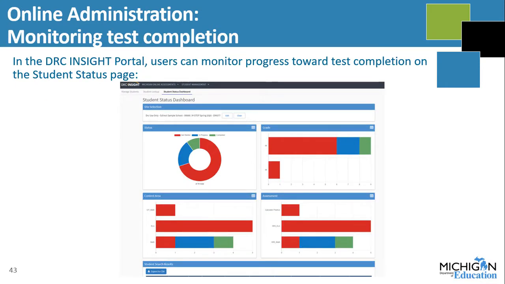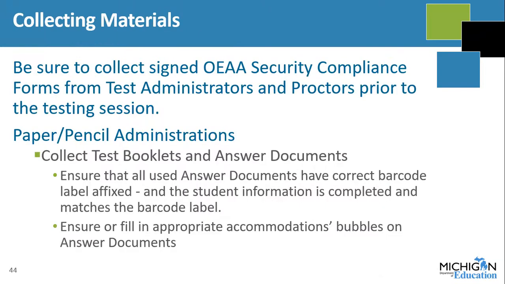Users can monitor test completion in the DRC INSIGHT Portal on the Student Status screen by grade and by content. Users can monitor progress toward completion throughout the test administration using this screen. As a reminder, the screen shows progress toward completion of students who are assigned to test sessions. It does not identify students who are expected to test by the MDE but were not assigned to the test session. Assessment coordinators must make sure that all students who are expected to test are pre-ID'd in the secure site and assigned to all of the appropriate test sessions, either through the secure site or in the DRC INSIGHT Portal.